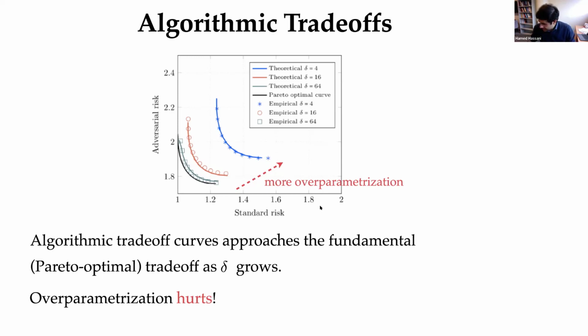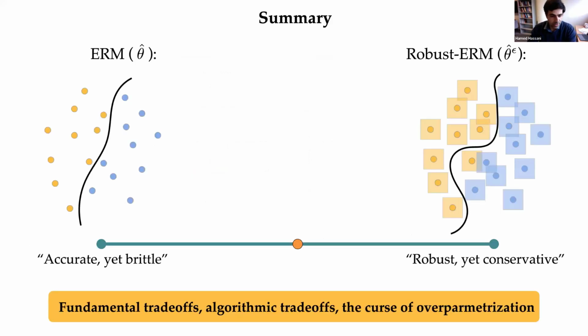So that brings me to the end of the first part of the talk. Let me just do a quick summary here. We talked about adversarial examples and the solutions of the robust ERM problem, and we showed that there are fundamental trade-offs between robustness and accuracy for this problem. We talked about algorithmic trade-offs, and we showed that, at least for the case of linear regression, there is this curse of over-parameterization for this problem. As the models become more and more over-parameterized, over-parameterization essentially would hurt the performance in terms of robustness and accuracy.